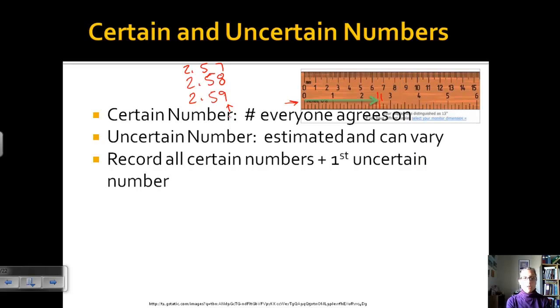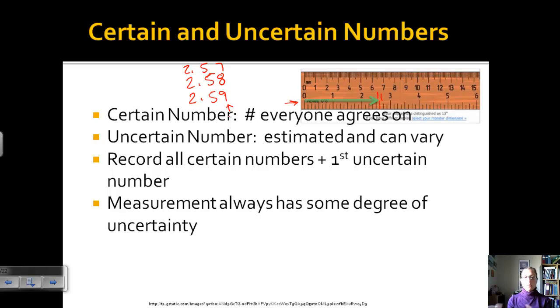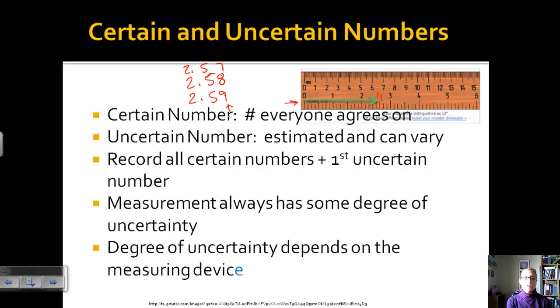When we're taking a measurement, we always record all certain numbers and then the first uncertain number. So we're always going to estimate one place past what we can read on our measurement device. That's called the degree of uncertainty, and it depends on our measurement device. Here, if I look at my inches, because it has measurements in the tenths place, I want to record one place past that, so all of my measurements on this ruler should be to the hundredths place. You're always going to record one place past what you can read. This would be the same on a thermometer or any other sort of measurement device.